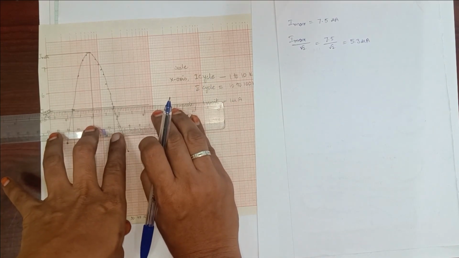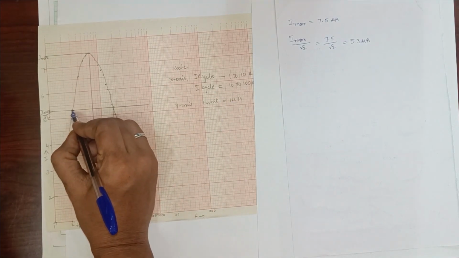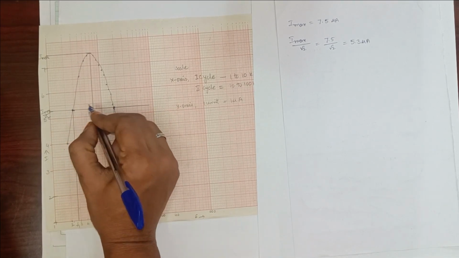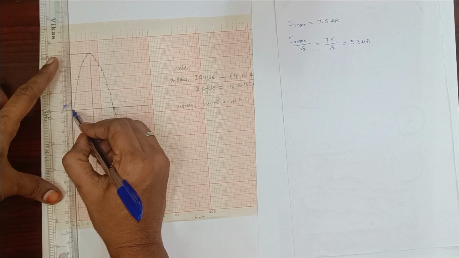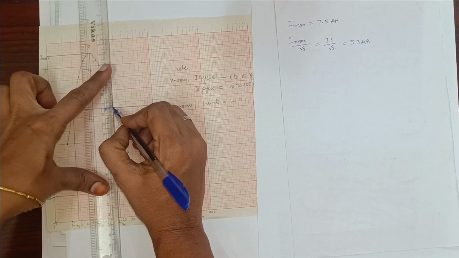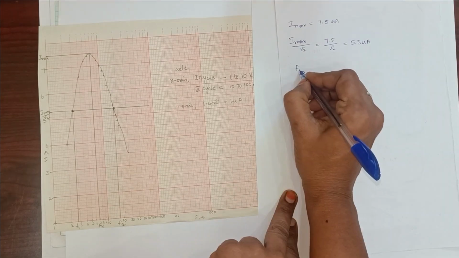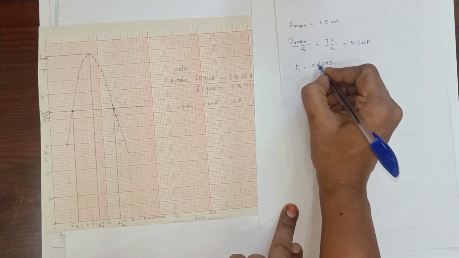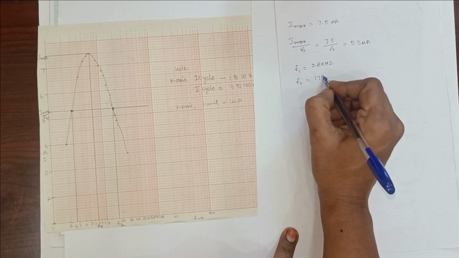So at this 5.3, a line should be marked, and this is the lower cutoff frequency and this is the upper cutoff frequency, where this I maximum by root 2 will meet our graph line. So from the lower cutoff frequency, draw a line, that is F1, and from the upper cutoff frequency like this, draw a line down, that is F2. So we'll get F1 is equal to 2.8 kilohertz. That is from the graph we can see, and F2 is equal to 17 kilohertz.